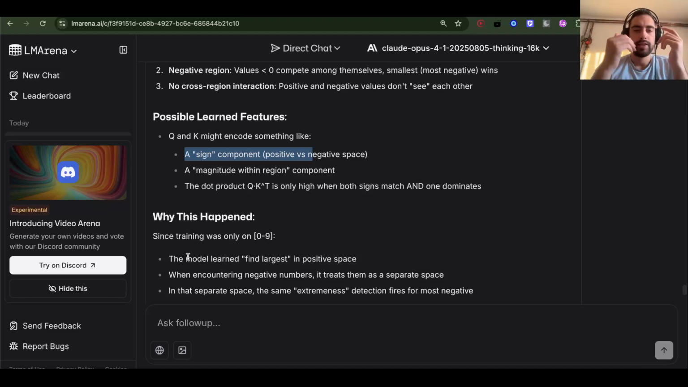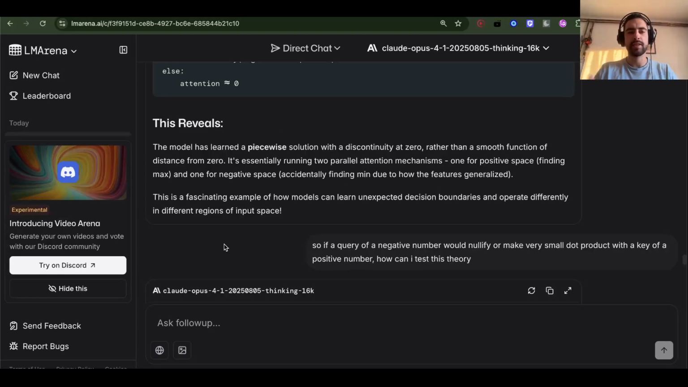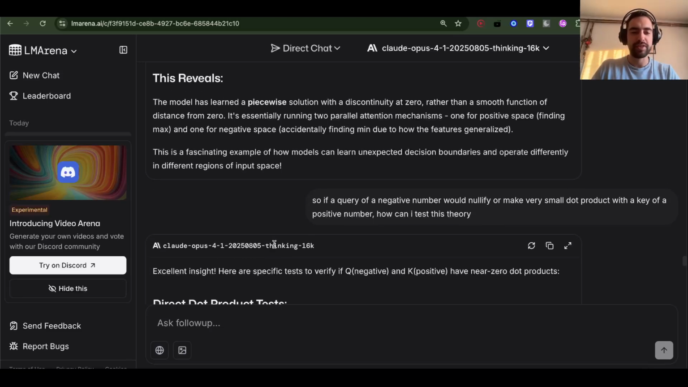So these query and key matrices are only trained on positive numbers. So when they encounter negative numbers, they see them in a completely different space, in a completely different way than the positive numbers. So maybe a query of a negative number will nullify the key of a positive number. So they will produce result 0, and vice versa. So the model has learned to process negative numbers in a completely separate function, a completely separate attention mechanism than positive numbers. So we will test this hypothesis right now.